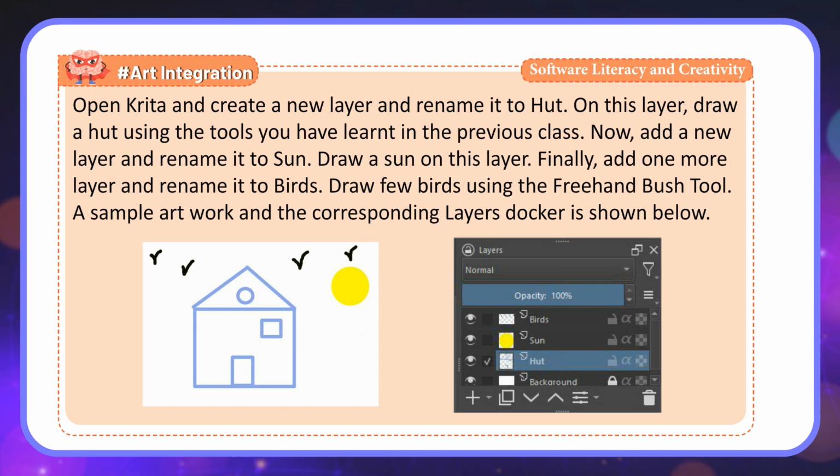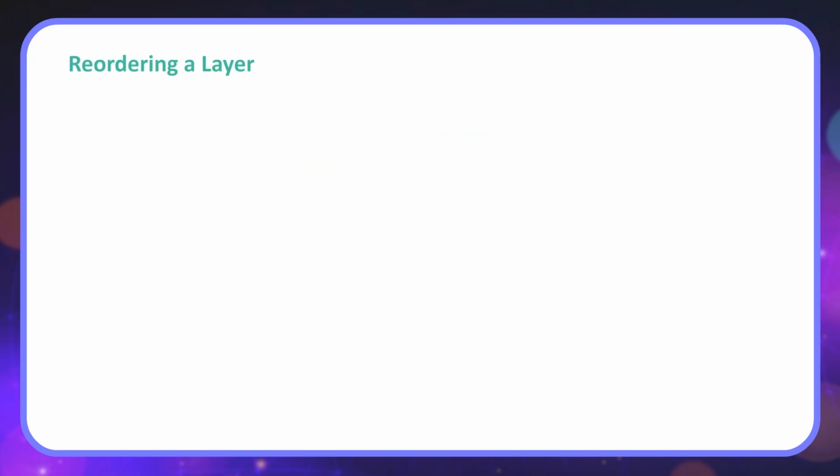Open Krita and create a new layer and rename it to Hut. On this layer, draw a hut using the tools you have learnt in the previous class. Now, add a new layer and rename it to Sun. Draw a sun on this layer. Finally, add one more layer and rename it to Birds. Draw a few birds using the freehand brush tool. A sample artwork and the corresponding Layers Docker is shown below.